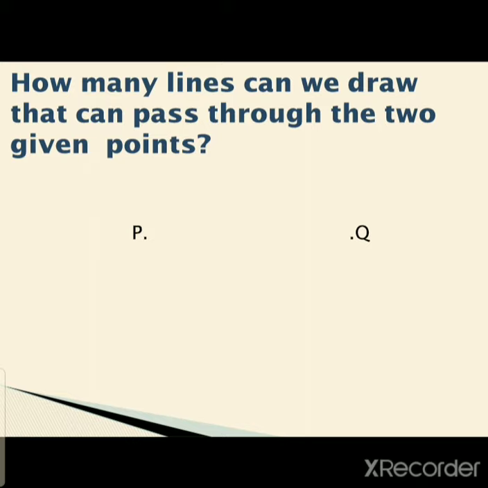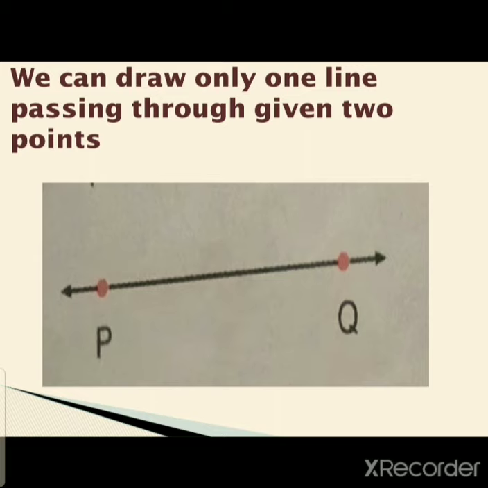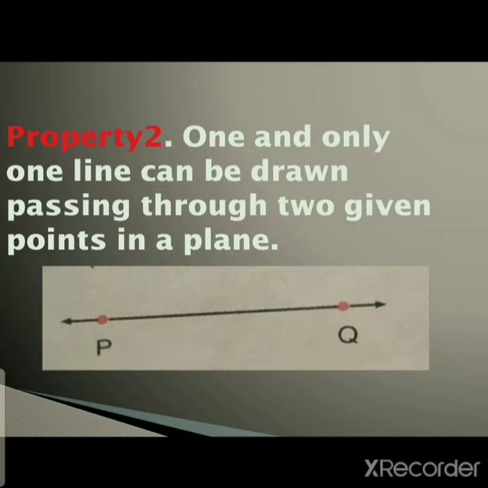How many lines can we draw that can pass through two given points? Let us try. I am joining these points. How many lines can we draw? We can draw only one line passing through two given points. So property 2: one and only one line can be drawn passing through two given points in a plane.